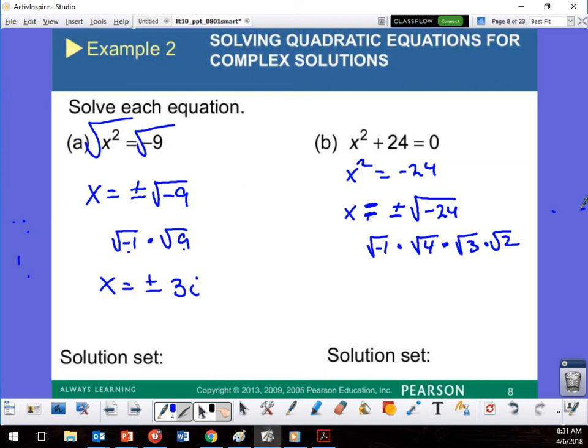So now how do you put it in the other? Now I still have this left over, right? So this is going to be x equals plus or minus. Now, right here, this is going to give me a 2, right? 2i square root of... Yes, you put these back together. So square root of 6. So it's going to be 2i square root of 6.